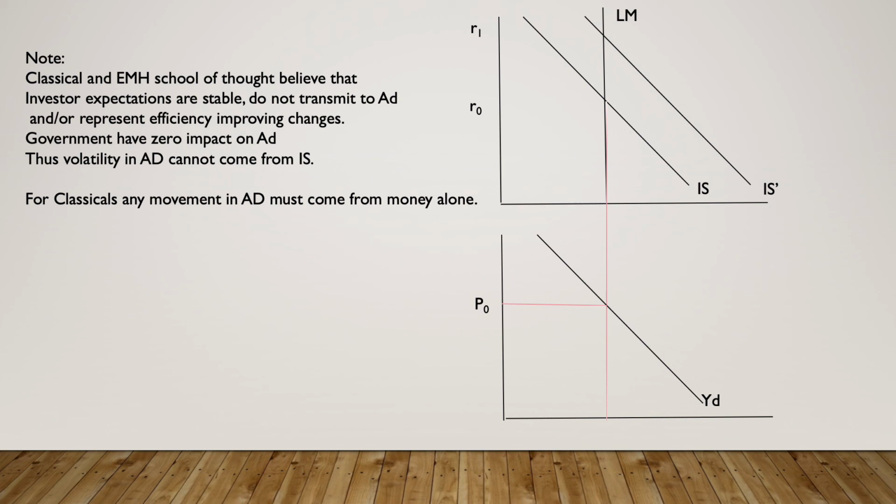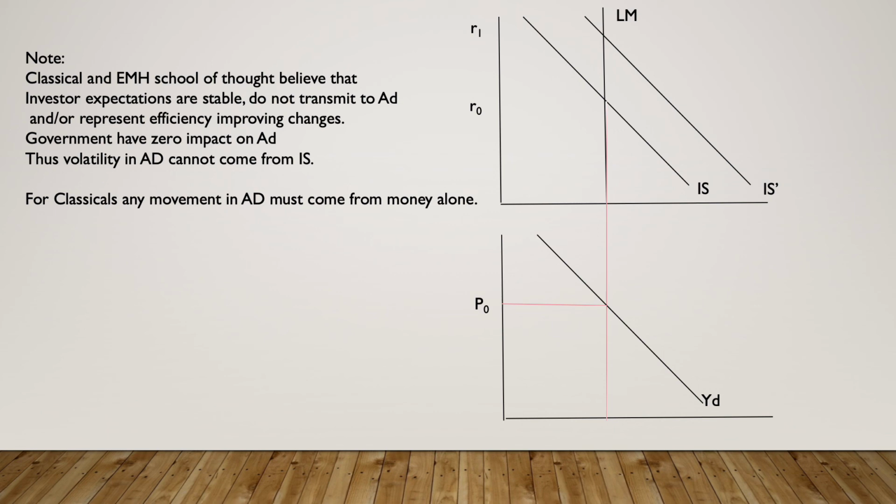Note here for the classicals, we talked about this just a moment ago, but now we've explicitly shown it to you. For the classicals and those individuals who are modern versions of the classicals, the efficient market hypothesis school, these schools of thought believe that investor expectations are stable and that they don't translate to movements in aggregate demand, nor do they translate into movements of IS. They're all dampened out by the interest rate. So with this belief, you have a vertical LM curve and a very, very stable IS curve. But even if you were to have volatility in the IS curve, interest rates would absorb all of that volatility, and output and income would absorb none of it.